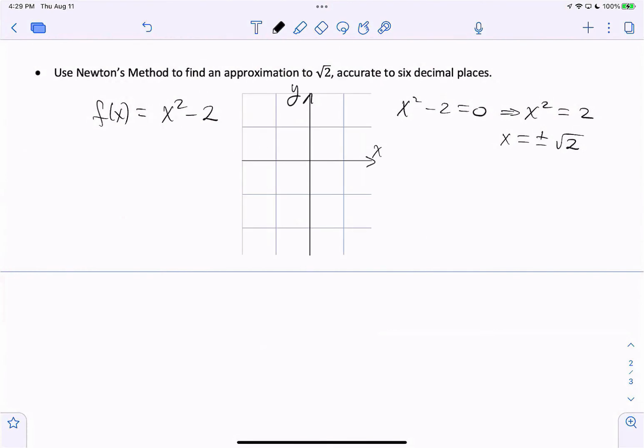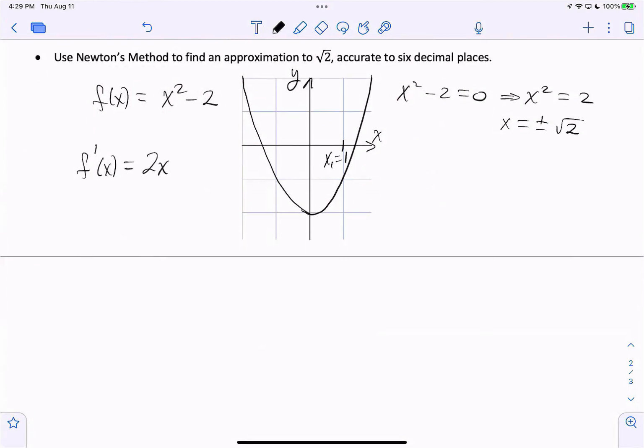As I was just saying, it would be useful to start with a graph. And I don't need the graph to be perfect, but I do need it to be reasonably accurate. You can see from the previous example why. So this is not by any means a perfect parabola, but it seems like x1 equals 1 would be a good start. Newton's method requires us to find f prime. So f prime of x here is equal to 2x.